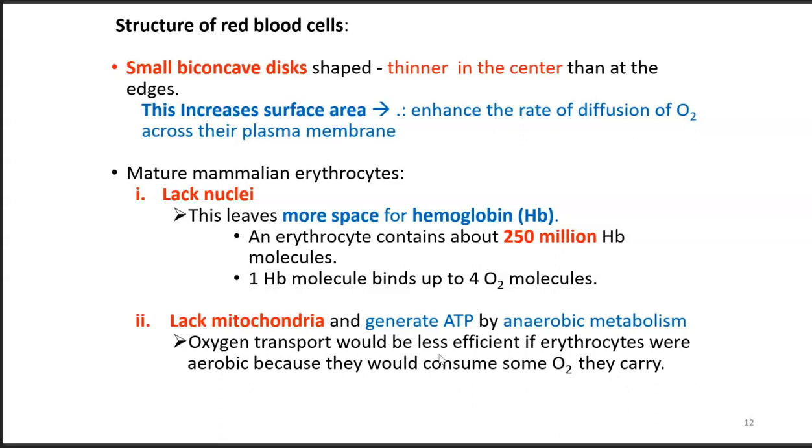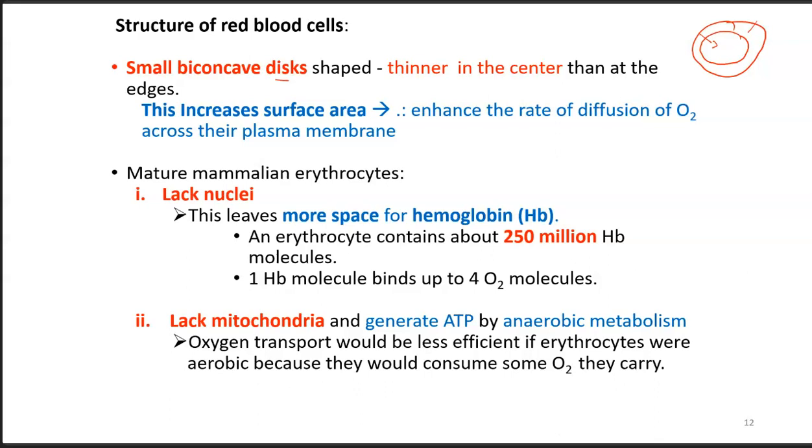Okay, so the structure of red blood cells: it is a small biconcave disc shape. Kalau kita tengok kat slide hari tu, dia macam bentuk donat kan. So thicker at the edge and thinner in the middle. Biconcave, thinner in the center than at the edges. So this increases the surface area to enhance the rate of diffusion of oxygen across the plasma membrane, to allow for the diffusion of respiratory gas.